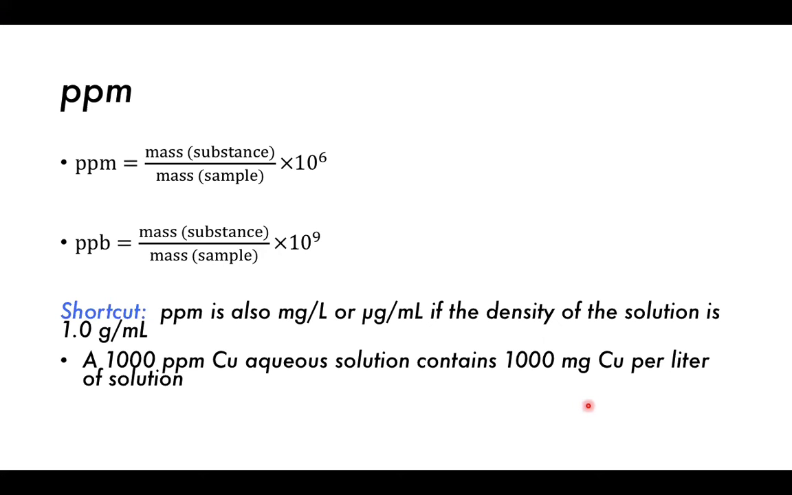So a 1000 part per million copper aqueous solution contains 1000 milligrams of copper per liter of solution. So that's using this conversion where we have a 1000 ppm copper solution will have 1000 milligrams per liter. So if ppm is also milligrams per liter, we could also convert that into micrograms per milliliter if we so wished. So it also contains 1000 micrograms per milliliter of solution.